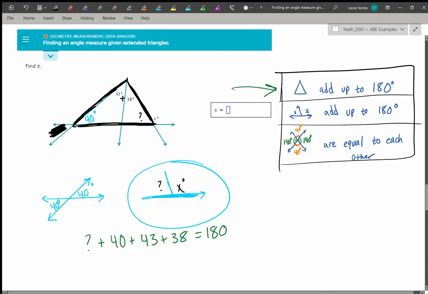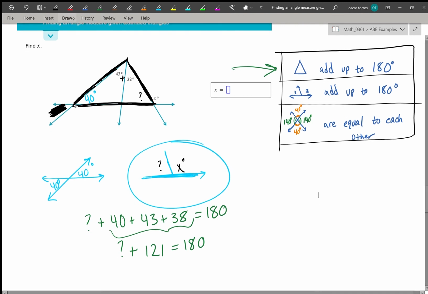At this point, it's exactly like solving an equation. We don't necessarily have an x, we have a question mark, but that's okay. We can leave it as it is. So our next step would be to combine these numbers. 40 plus 43 gives me 83, plus 38 would give me 121. So our equation becomes question mark plus 121 is equal to 180. I'm trying to figure out what this question mark is, so I need to subtract that 121.